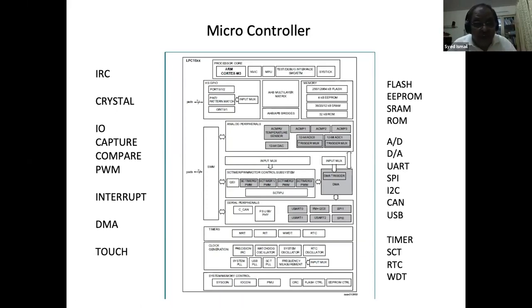Then I come to pulse width modulation, written here as PWM. It's very important for speed control. Pulse width modulation means you have a certain frequency of pulse signal. For example, let us say 100 hertz, it remains 100 hertz only, but how much time it is high and how much time it is low, that you vary.